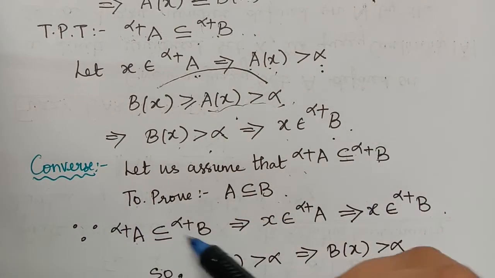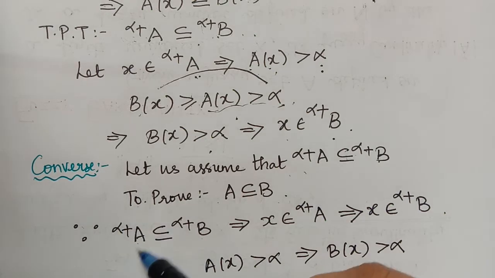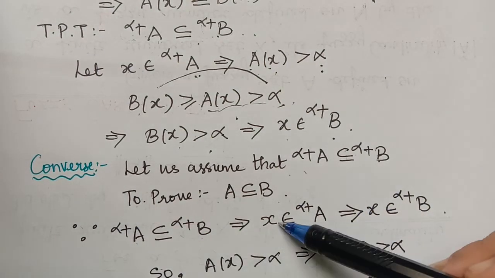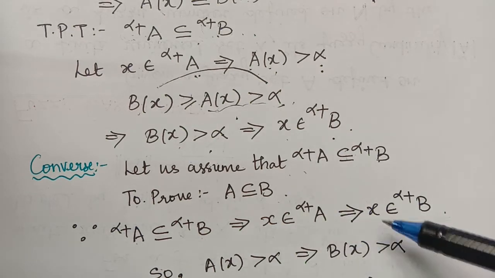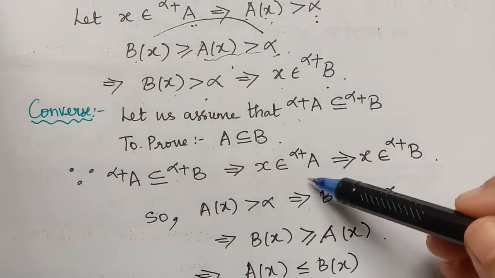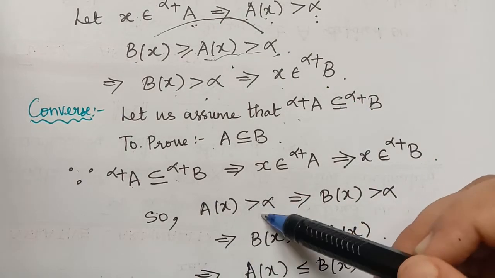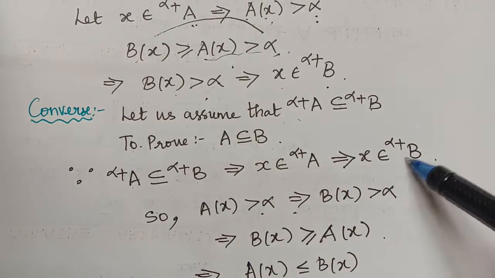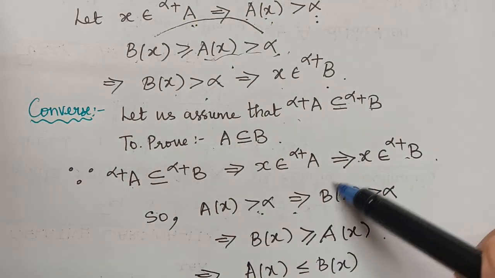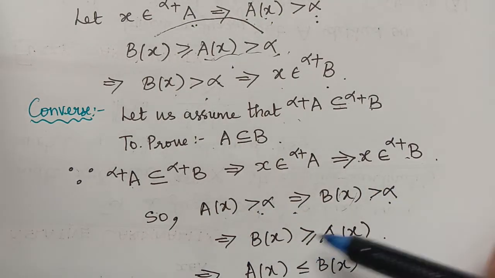So now these two are crisp sets. So if we consider an element in this set, it will imply that it also belongs to the other set. So x an element of the strong alpha cut of A implies x is also an element of the strong alpha cut of B. Now because it is a strong alpha cut, A(x) will be greater than alpha. It will imply that B(x) is also strictly greater than alpha.